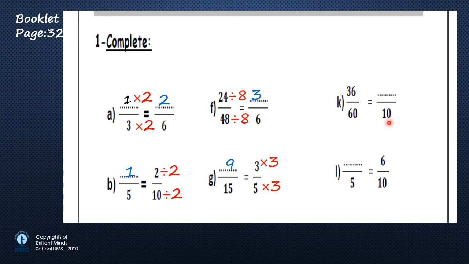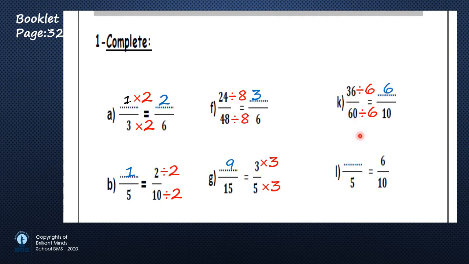Let's continue. Go to number K. 36 over 60 equals space over 10. What is the completed fraction? First or second? First. Use n or use d? Use d. Okay. Moving from small to big or from big to small? From big to small. Multiply or divide? Divide. 60 divided by what gives me 10? Divided by 6. We must divide up by 6. 36 divided by 6 equals 6.